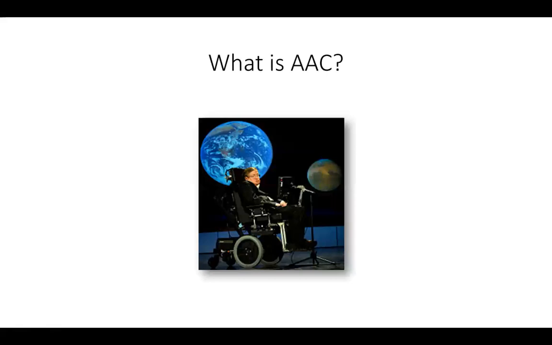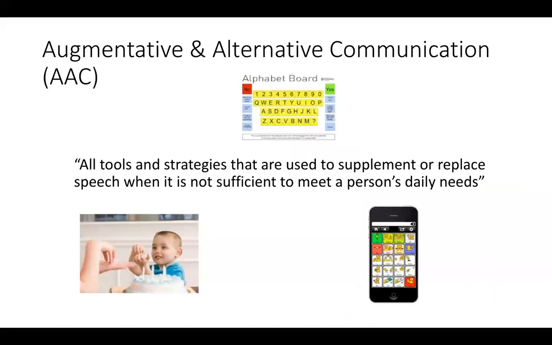Okay, so what is AAC? I think most of you can recognize this person. This is, of course, Stephen Hawking, the world-famous physicist from the UK. He has ALS, or Lou Gehrig's disease, and so for a number of years now has had to rely on using a speech-generating device. So I think when a lot of people picture AAC, this is the type of AAC they think of. They think of some type of high-tech speech-generating device with a kind of robotic sounding voice to it. And that is a type of AAC, but AAC is much broader than that.